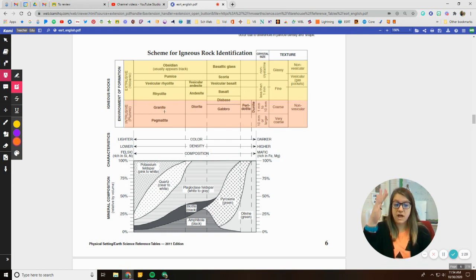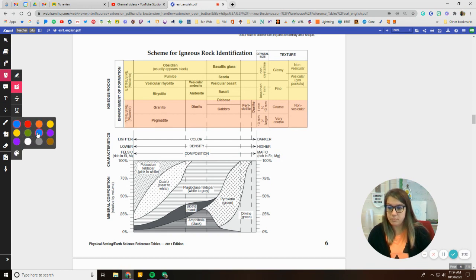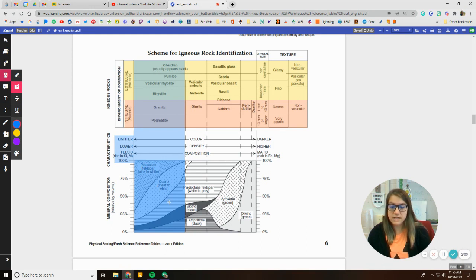This chart also works up and down. So let me use blue. So we're going to go over onto this felsic side. So everything over here is going to be lighter in color, lower in density, and felsic in composition. So these rocks right here in this section vertically, obsidian, pumice, vesicular rhyolite, granite, and pegmatite are all going to be light in color, low in density, and felsic in composition. They also are going to include these minerals as well. Okay, so they're going to have potassium feldspar, quartz, some plagioclase feldspar, some biotite, and some amphibole.